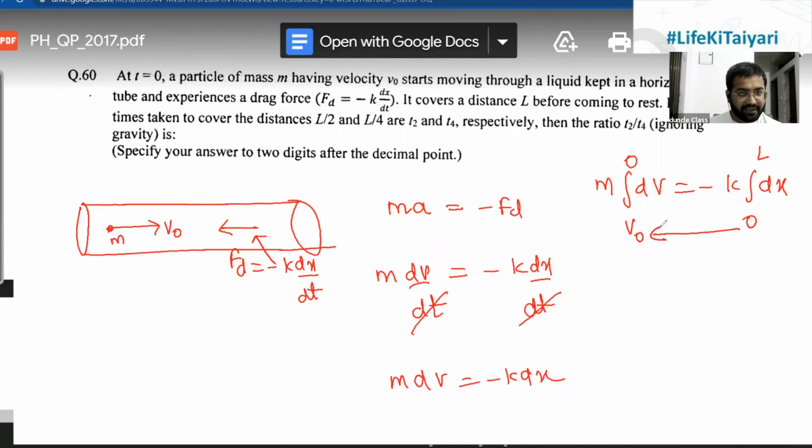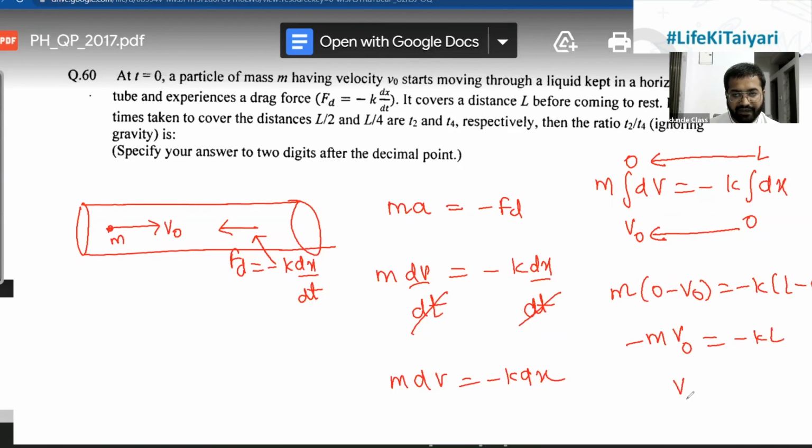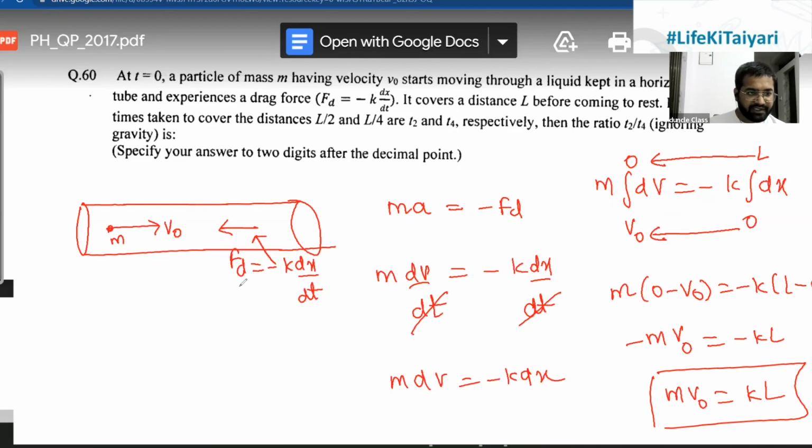Initially, velocity was v naught, and when it covers a length L, it comes to a stop. So m into (0 minus v naught) is equal to minus k into (L minus 0). So we have got minus m v naught is minus kL. So we have a good relationship here: m v naught is kL, basically. Let's see how exactly we will use this. We don't know how we will use it, but we have got a relationship here.